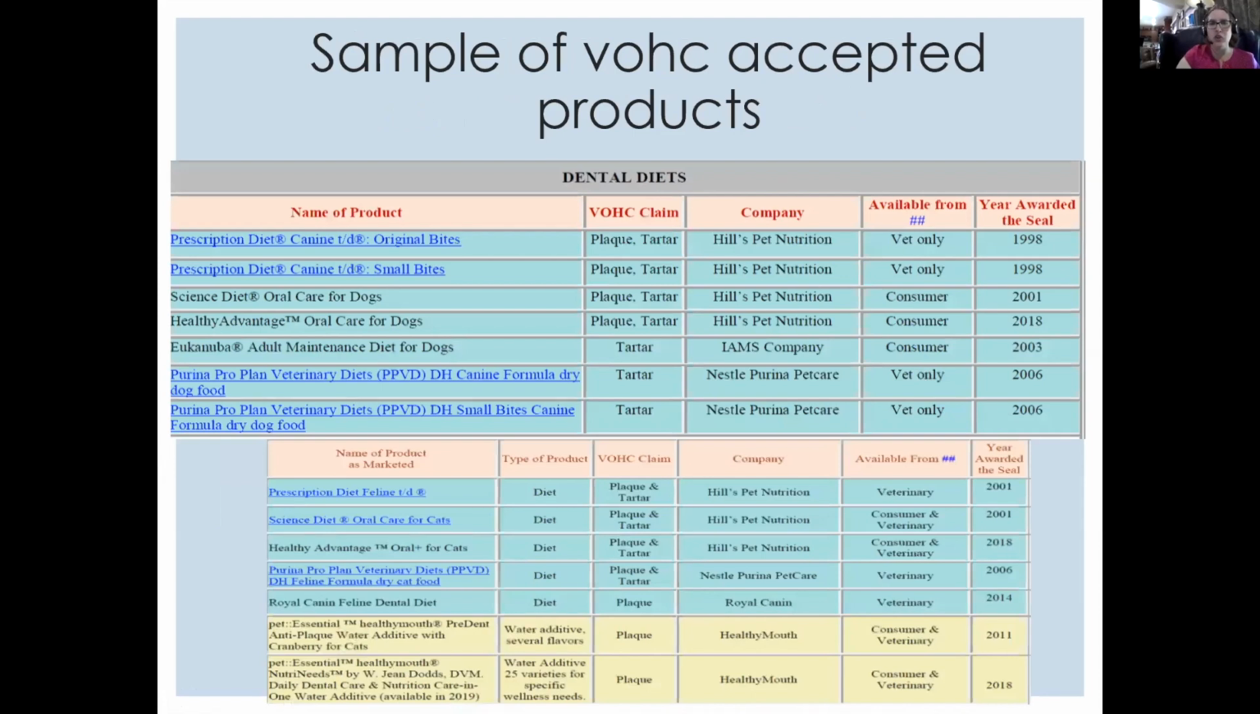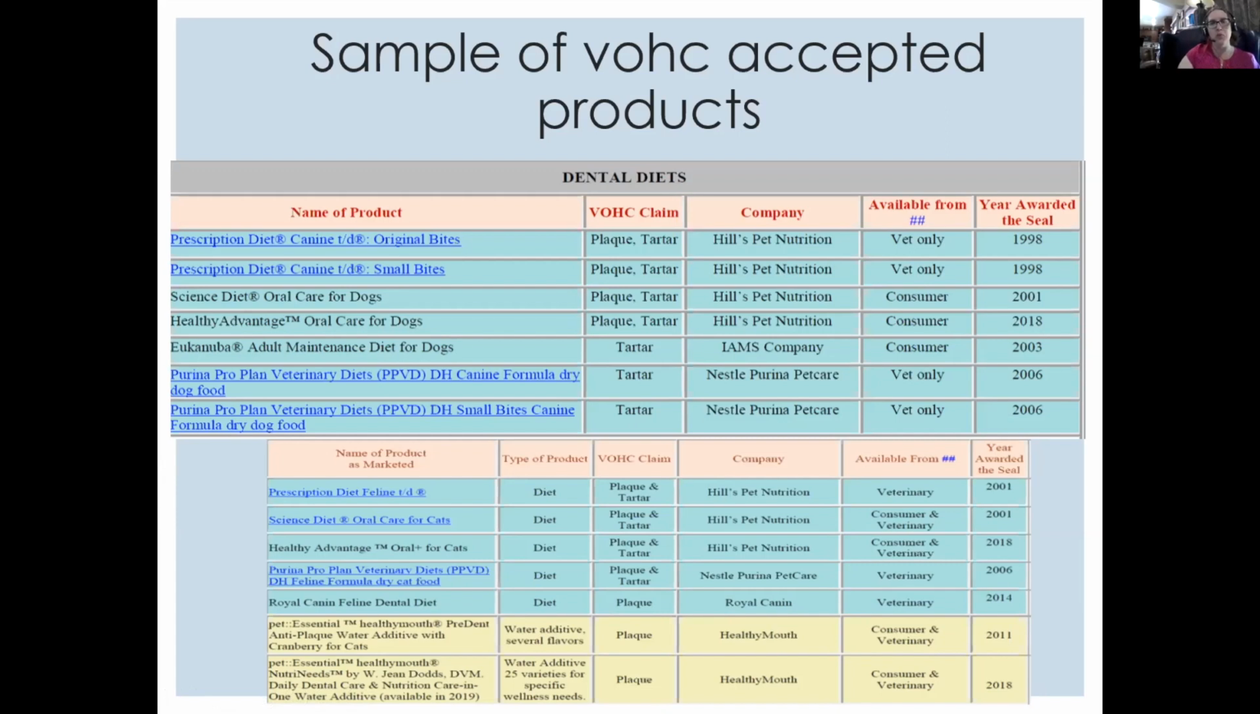So if you look at the website, it will tell you, here's the name of the product, here's what its claim is. So it does have a claim for plaque and tartar. This is who makes it. This is how you can get it, whether it is a veterinary only product or whether you can get it as a consumer over the counter. And then what year it was awarded the seal. So it's divided into either dog products or cat products. But this is a great website, a great resource for you to use.